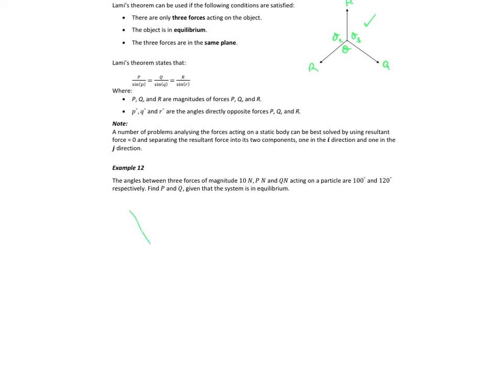So if I draw a 10 Newton force, hang on, let's just pause that. Now that we've got that a little bit tidier, there's my forces. So we've got the angles acting between 100 degrees, 120 degrees, so that's 220, so that must be 140 degrees, yeah?